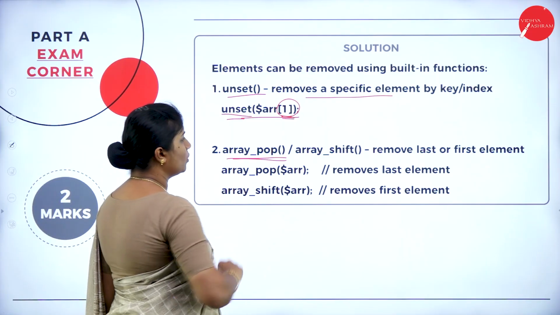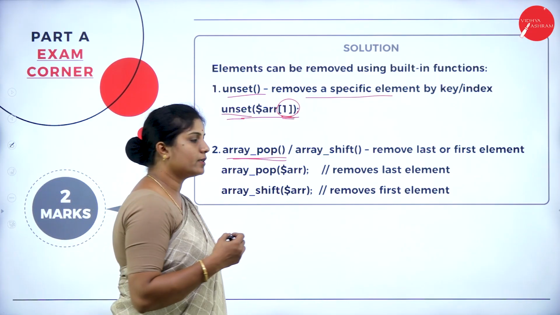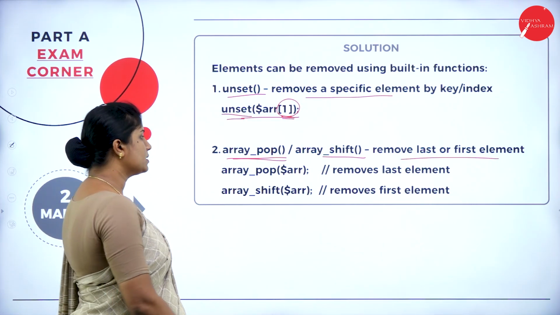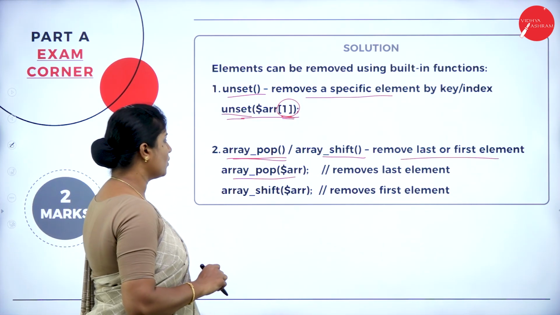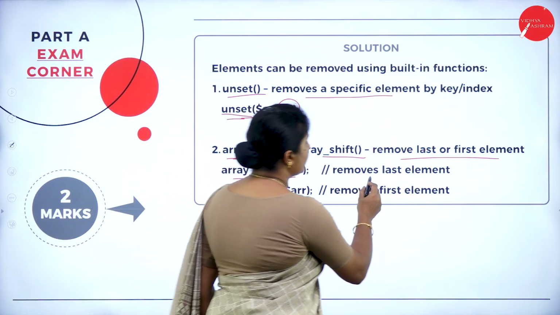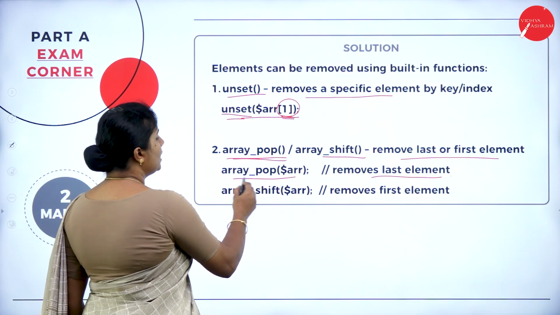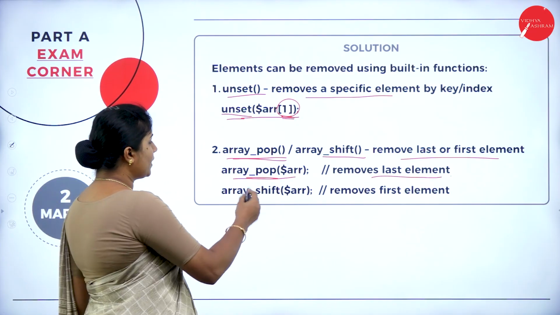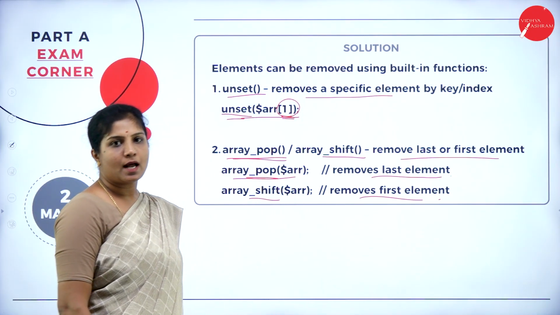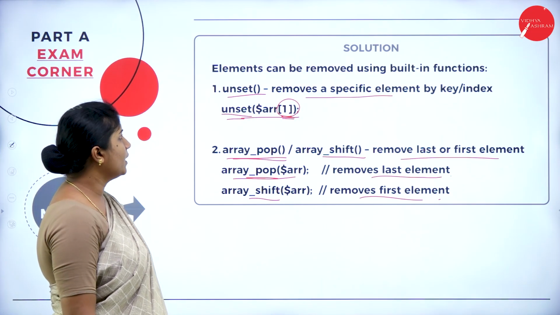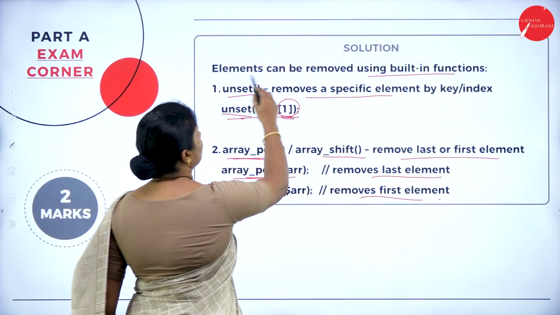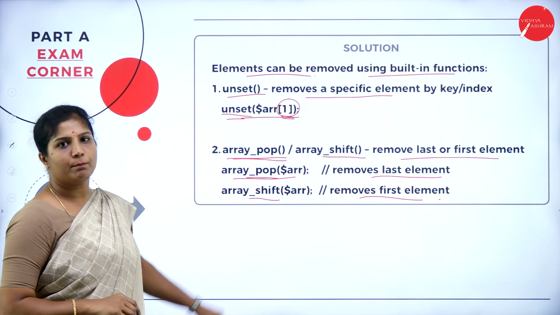Next is the array_pop function or the array_shift function. It is going to remove the last or first element. The syntax is array_pop($arr). It is going to remove the last element if I use array_pop. If I use array_shift, it is going to remove the first element from an array. So these are the 2 functions I am going to use to remove elements from an array. These 2 are built-in functions.